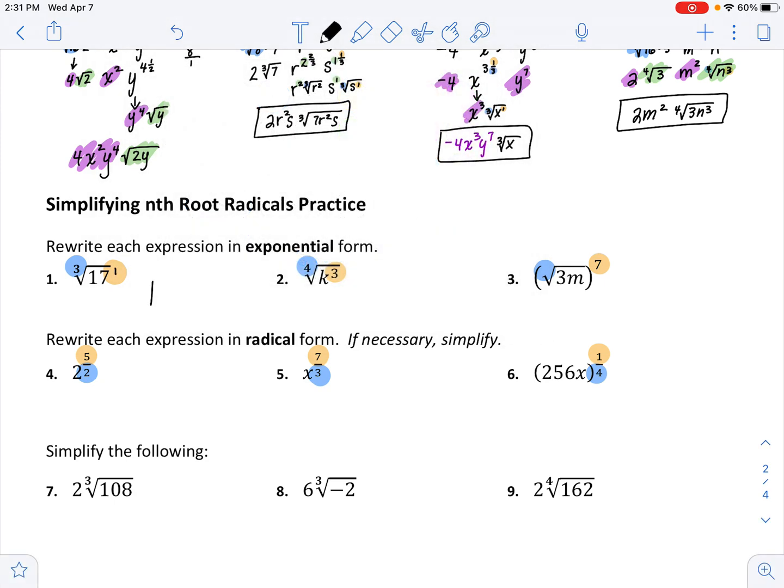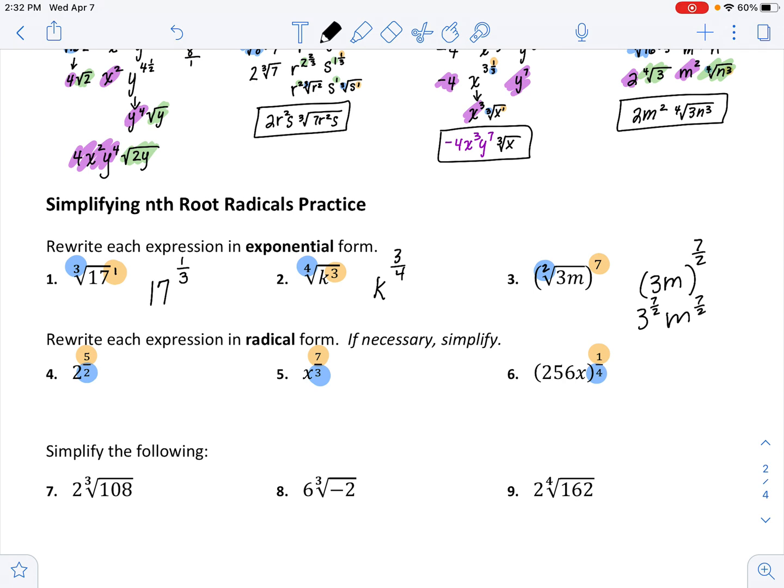So writing this in exponent form would be 17 to the 1/3 power. The next one would be k to the 3/4 power. And then the product 3m, and this would be a 2 since there's nothing there, square root is 2. So that would be 7/2. And if you wanted to write it, distribute it, you could write it as 3 to the 7/2, m to the 7/2, but not necessary.